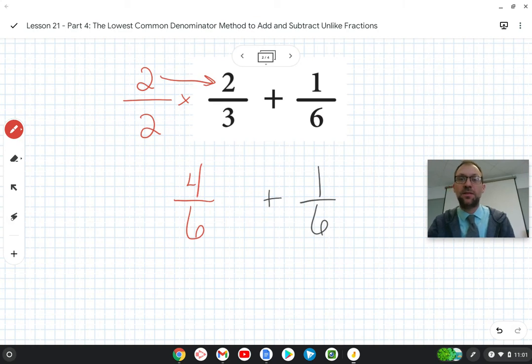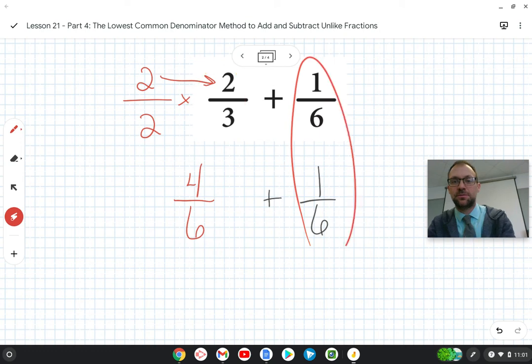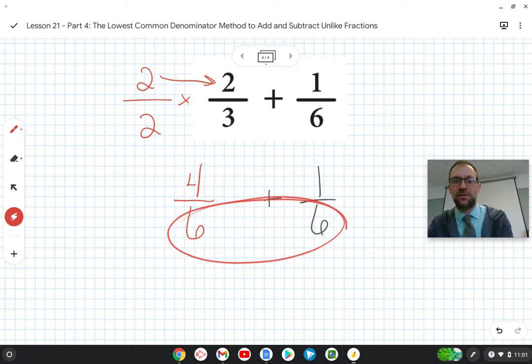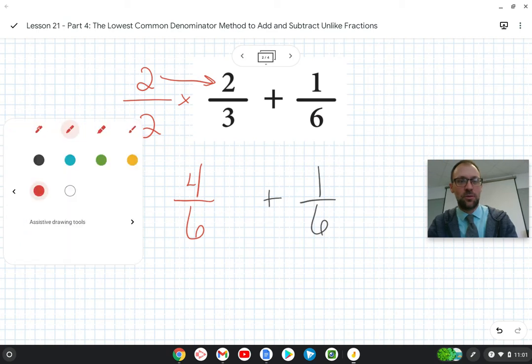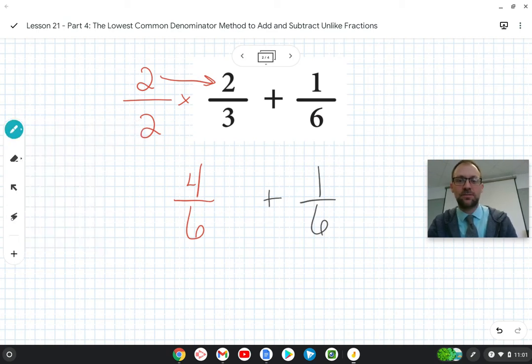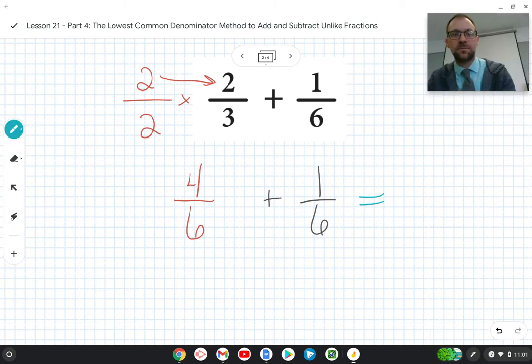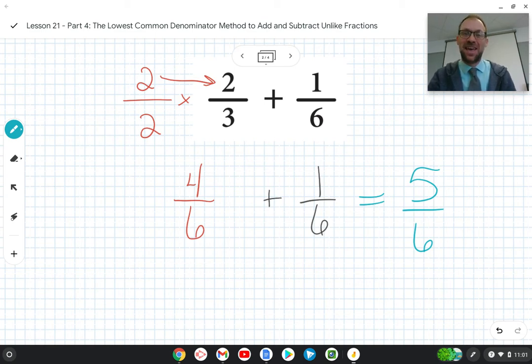And now we're left with 2 equivalent fractions that share the same denominator. Let's add numerators. 4/6 plus 1/6 equals 5/6. Let's check to make sure that's in simplest form. Yup, it is. And we're done.